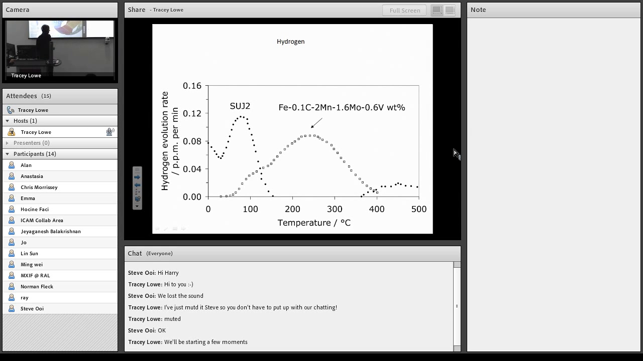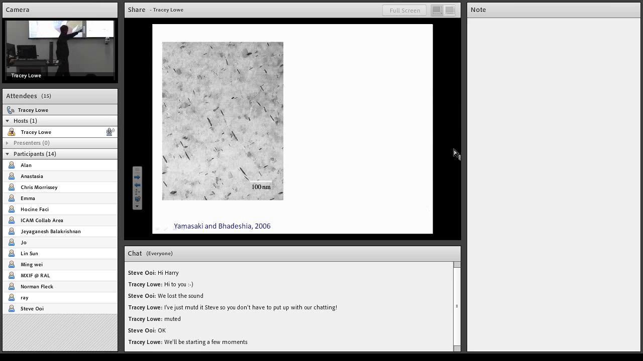So what's the difference between these two? Well, this is vanadium carbide particles, vanadium molybdenum carbide particles, which are semi-coherent, and they have strain fields around them. And they're designed so that they form traps for hydrogen.